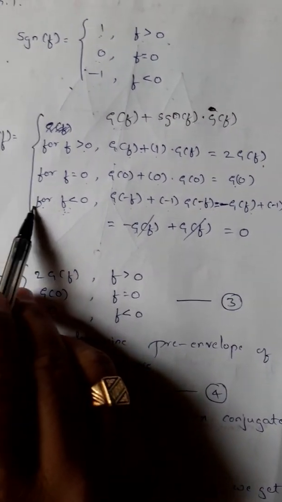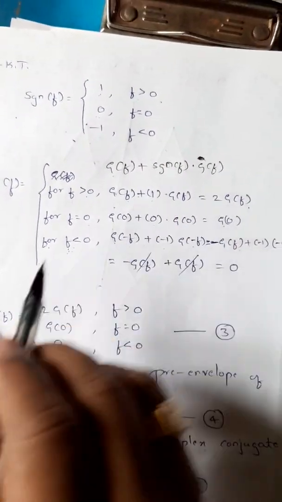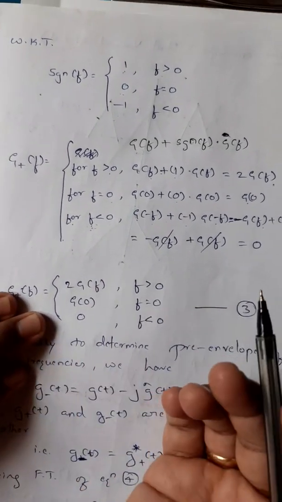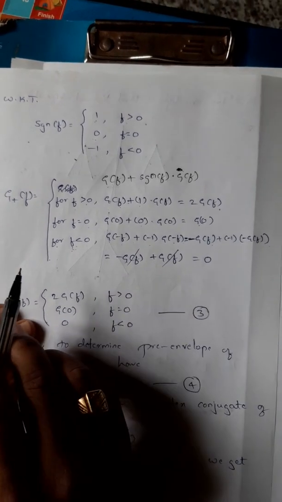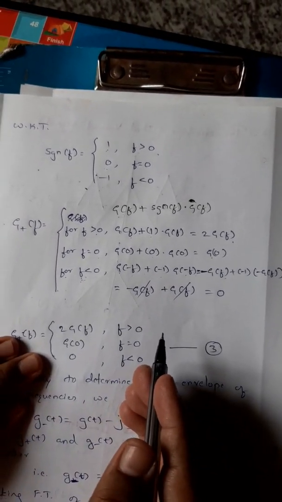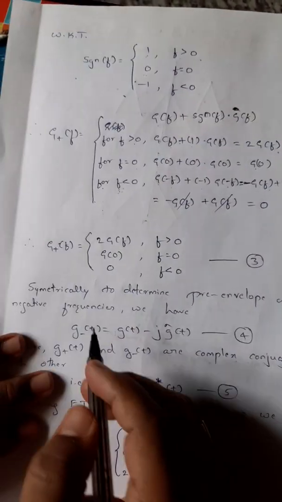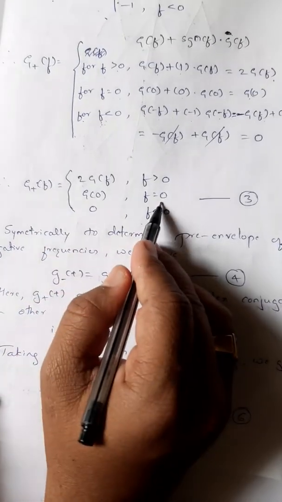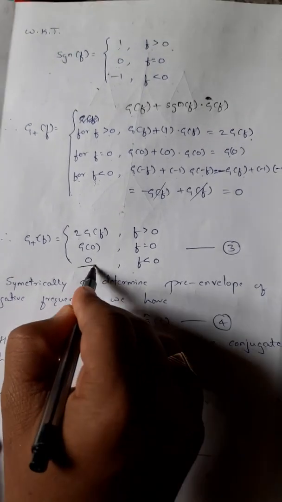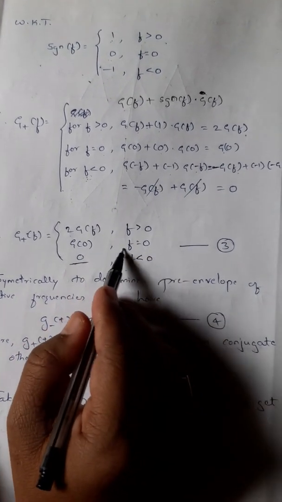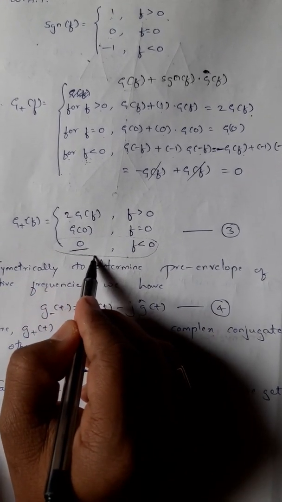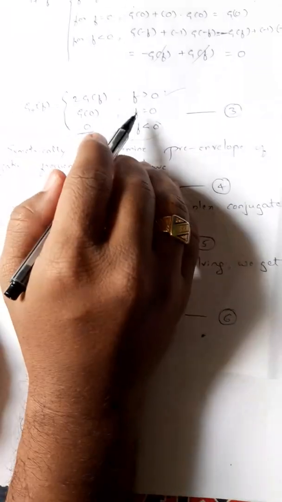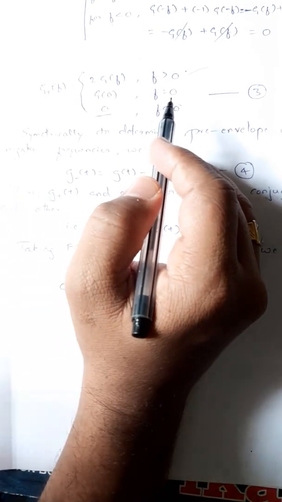So what it indicates? If I apply the pre-envelope for a signal g of t which has both the positive part and negative part, that is, the frequency spectrum for both positive and negative frequency, it will be reduced to this. For positive frequency it is 2g of f. For 0 it is g of 0. For negative frequency it will be 0. So I can say that the negative part is completely gone, or negative frequencies are completely 0. What I am getting from the pre-envelope is only the positive part. This is what I wanted to do, and I did it using the pre-envelope concept.